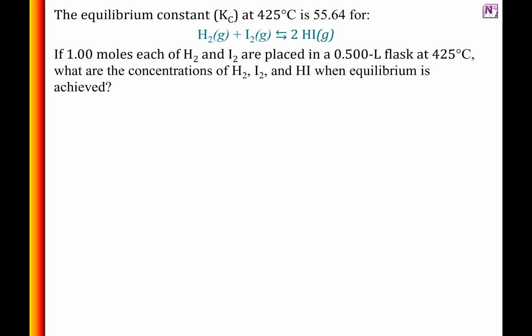Okay, so try this one. It says the equilibrium constant, Kc, at 425 is 55.64 for the following reaction. Here we have hydrogen plus iodine to give us 2 HI. If 1 mole of each H2 and I2 are placed in a 0.5 liter flask at 425 degrees C, what are the concentrations of H2, I2, and HI when equilibrium is achieved? It's a very similar setup to the one we just did. Give this one a try and see what we come up with.